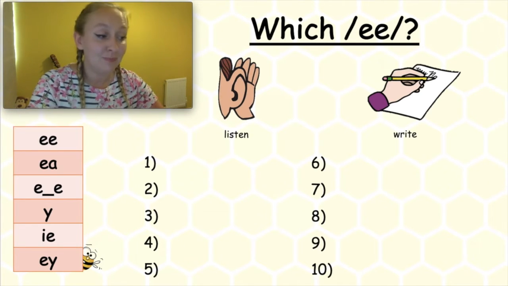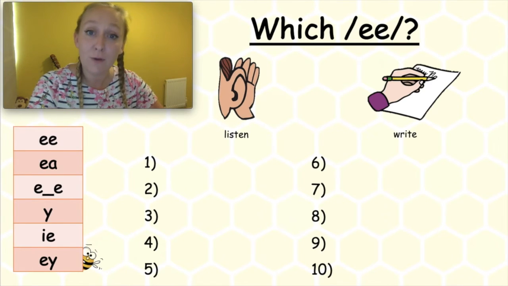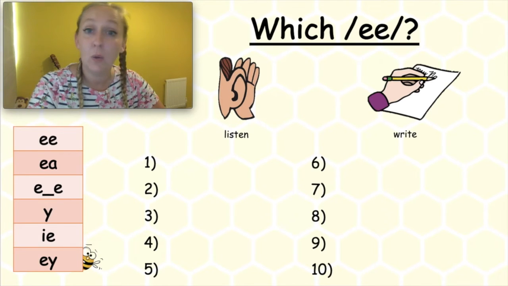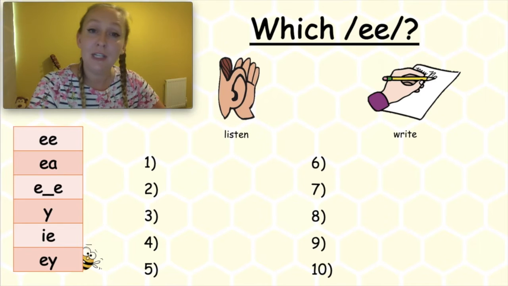Number 2. The word is empty. The shelves were empty. The word is empty. Number 3. The word is weed. There was a weed growing in the garden. The word is weed. Number 4. The word is key. Do you have the key for the door? The word is key.